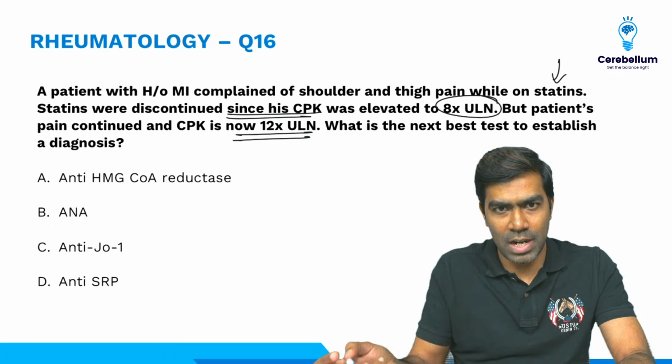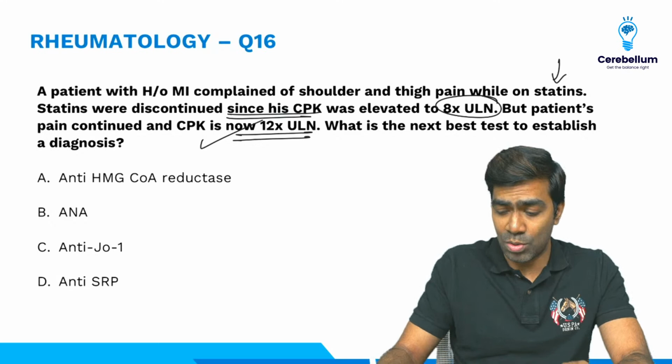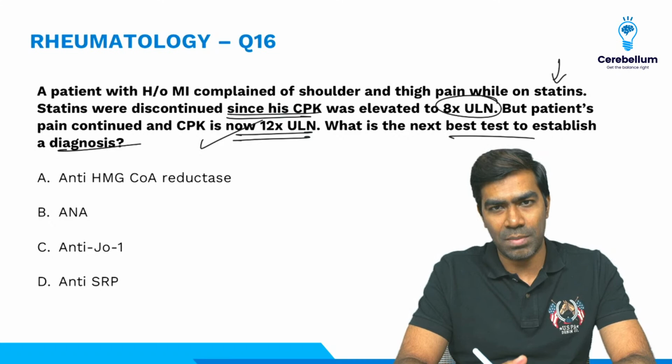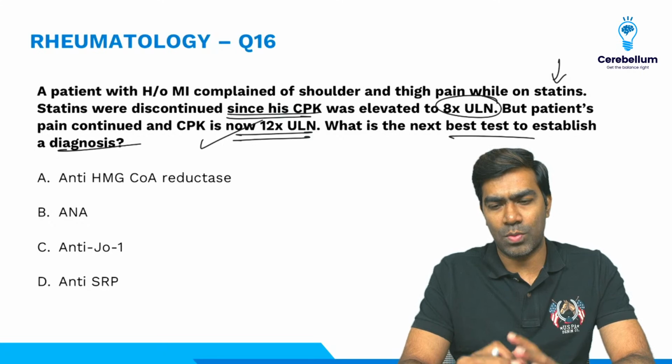What is the next best test to establish the diagnosis? Option A, anti-HMG CoA reductase antibody. Second, ANA. Third, anti-Jo-1 antibody. Fourth, anti-SRP antibody. This is a kind of a very tricky question. This is a question that I purposefully made tough.